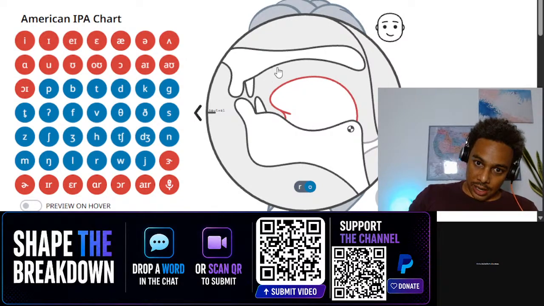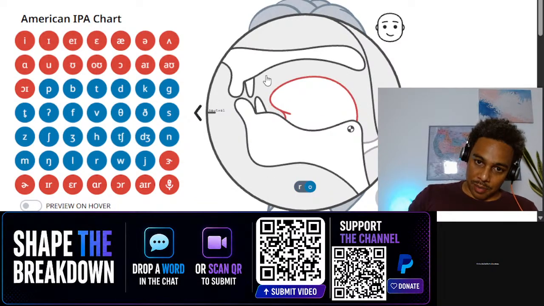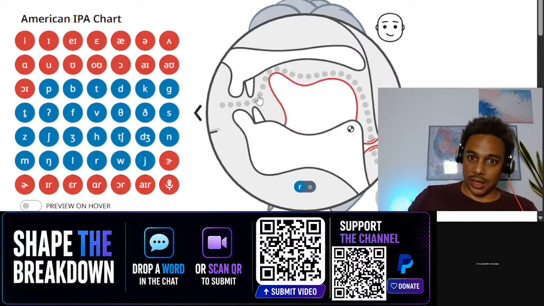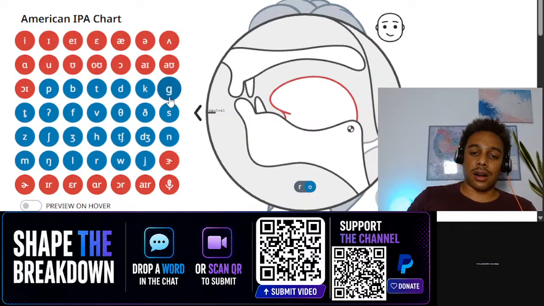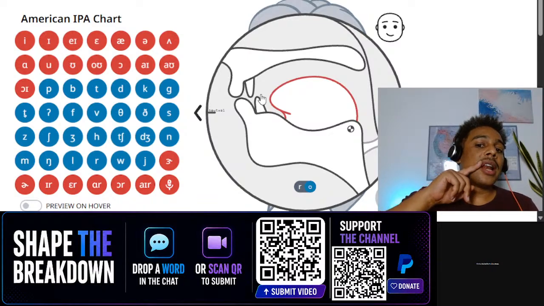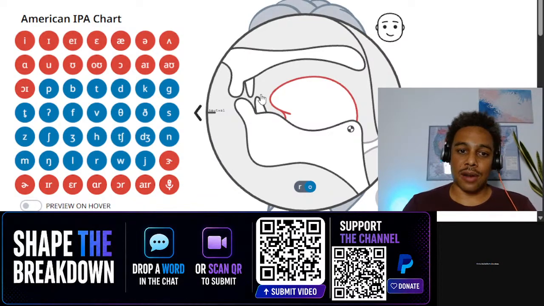But notice it does not make contact here. Do not make contact, right? You see the dotted line of the air going up and over the tongue. So this is where a lot of you that are coming from languages that have that rolling R are going to get in trouble, because you're going to see that R and your body's going to tell your tongue to go up and touch the top of your mouth. Do not do that. That is not an R sound for our ears.